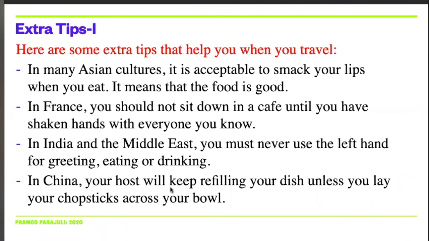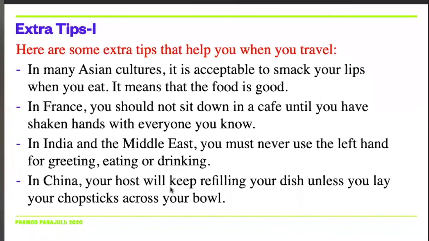Suppose you are having your meal with your Chinese friend, okay? And when you are full and you don't want any more food, what do you need to do? You have to lay your chopsticks. Normally Chinese and Japanese people use chopsticks, as we use our hands, or fork and spoon. These chopsticks are to be laid or kept across your bowl.